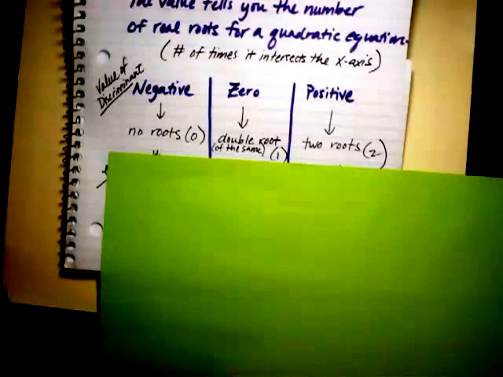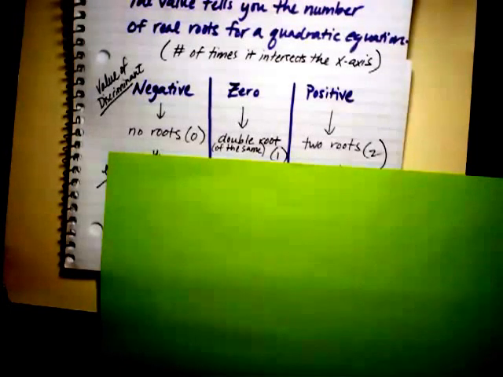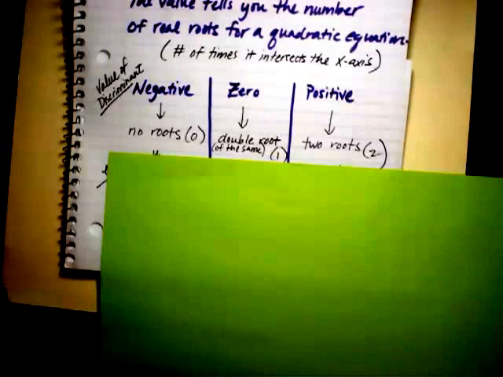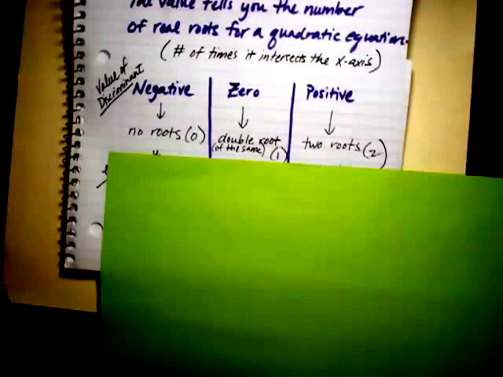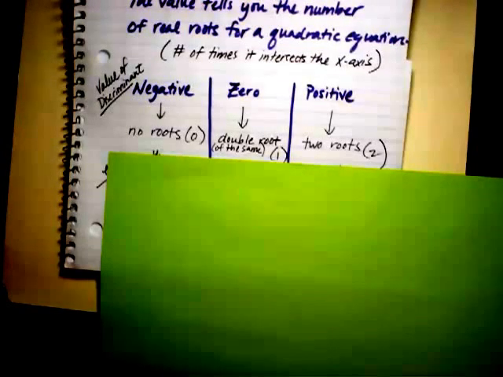If you have a value of 0 for the discriminant, it tells you that you're going to have double of the same root, which really means your root could be x equals 3 and x equals 3, which means you really only have one point of intersection. Or you can have a positive value for your discriminant, which means you'll end up with 2 roots, or 2 places on that graph where your graph will intersect the x-axis.